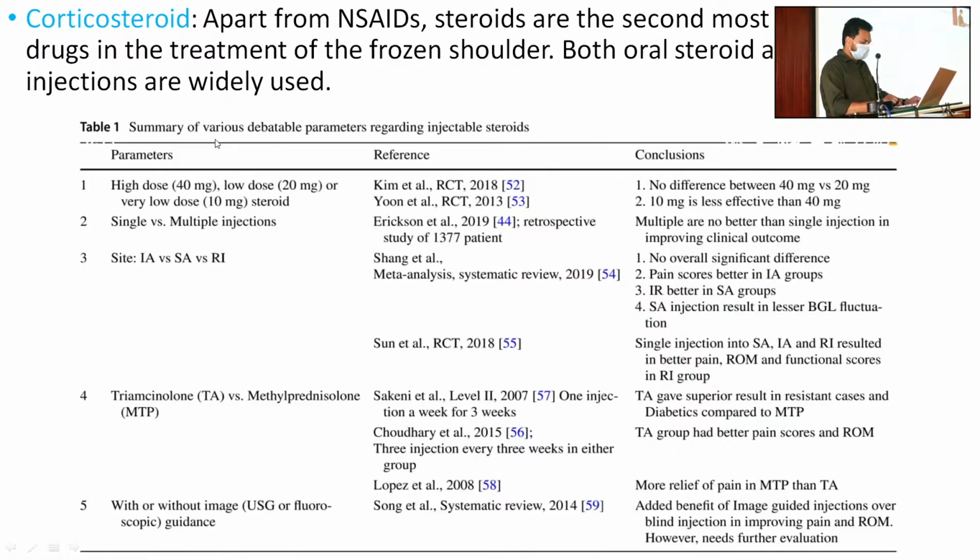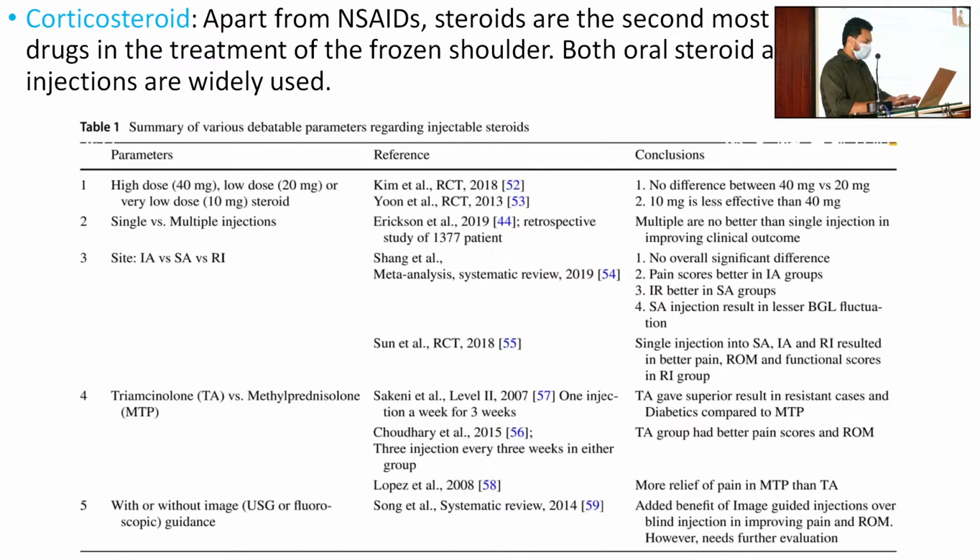High dose 40 mg, low dose 20 mg or very low dose 10 mg steroid. There is no difference between 40 and 20 mg. 10 mg is less effective than 40 mg, sir. Single versus multiple injections. Multiple are no better than single injection in improving clinical outcome.